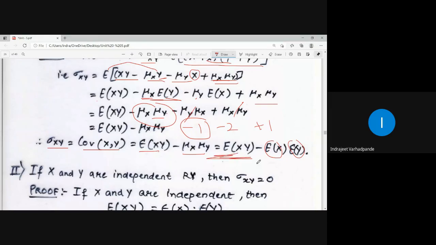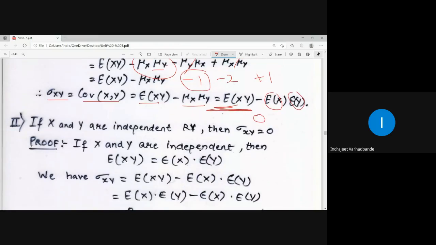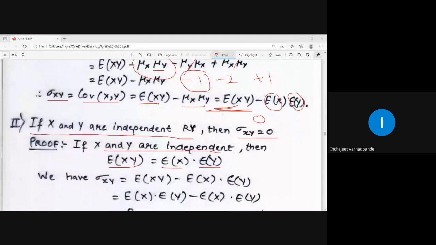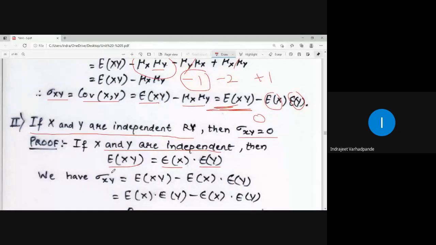So this subtraction will be giving you 0. And that is what they are trying to show or tell us in the second statement or the theorem. So if x and y are independent random variables, then sigma xy is 0, because if x and y are independent, then expectation of xy will be expectation of x into expectation of y. This we know, this is the property of the random variable when they are independent.